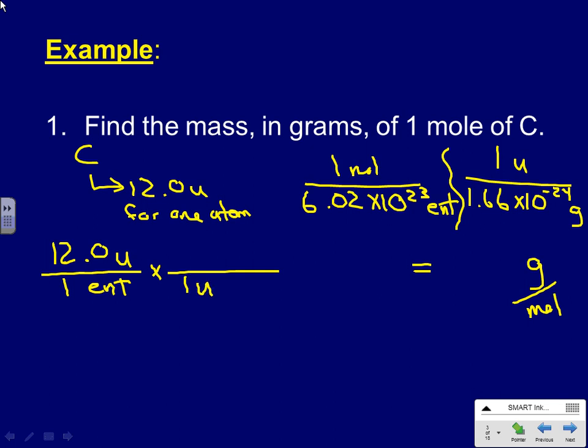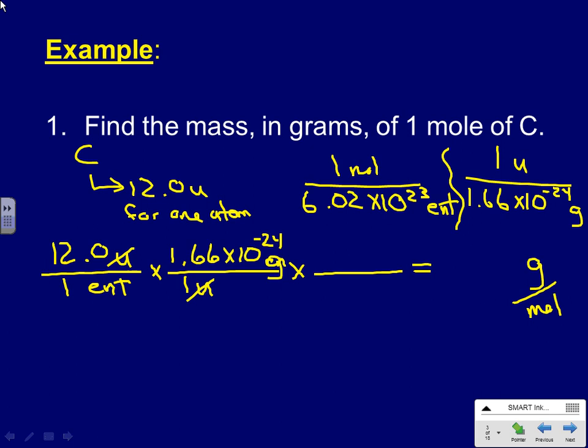1 U is equal to 1.66 times 10 to the negative 24, and that is entities. No, sorry, that's not entities. That's grams, right? Yep. And that's kilograms. And if I then put it times 10 to the 3 with that negative 27, it makes it negative 24 grams. Okay? All right? So now my U's are gone, and I've got my grams.